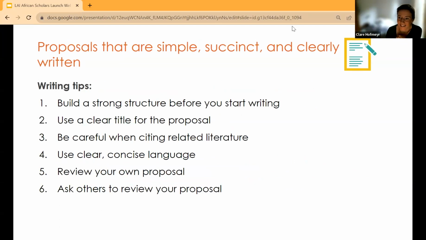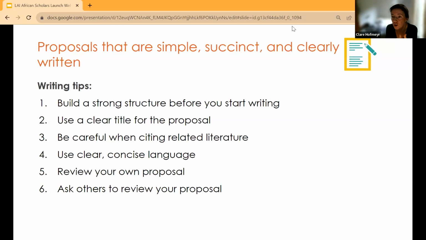All right, next slide. We're also looking for proposals that are simple, succinct, and clearly written. There's always a bit of a tension between being as concise as possible and being as comprehensive as possible. We acknowledge that, but we do encourage people to write as simply and directly as possible. So, parts of the things that will assist with that.